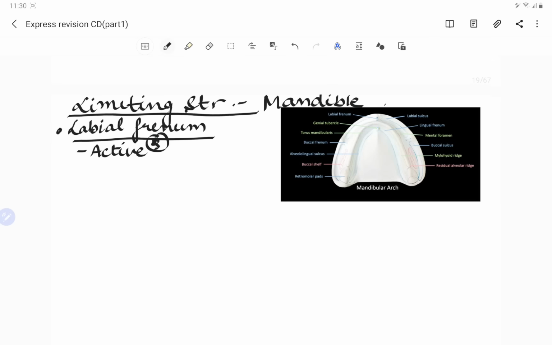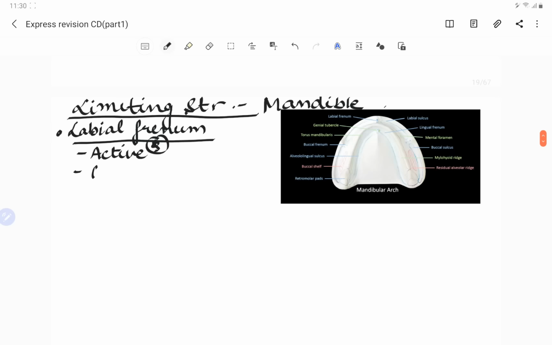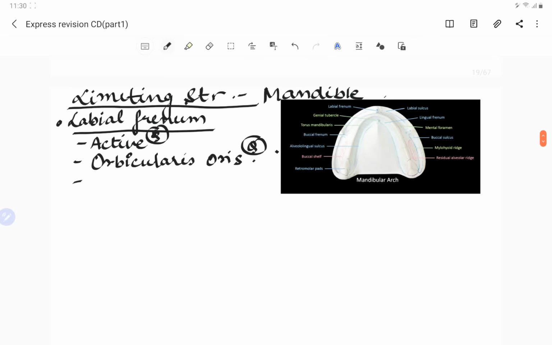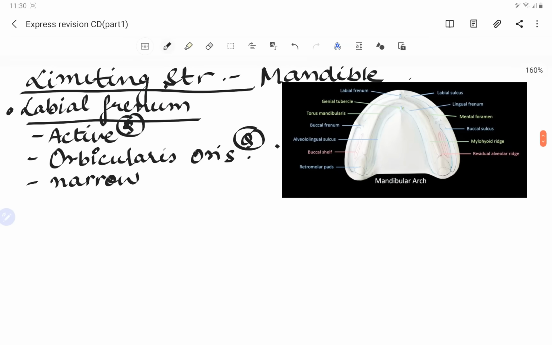Then there is going to be the muscle attachment, which is orbicularis oris. Also there can be incisivus muscle. Now this labial frenum is sensitive, it is active, and it gets narrowed. That means decrease in the size when the patient opens the mouth. So it gets narrowed on wide opening, right. Then there is a lingual frenum which is present in the lingual area.